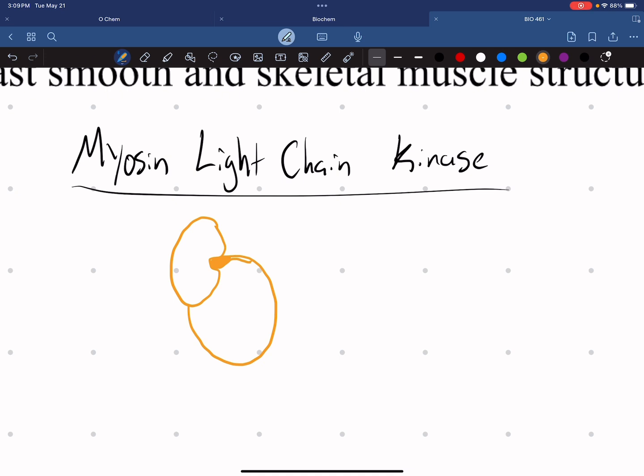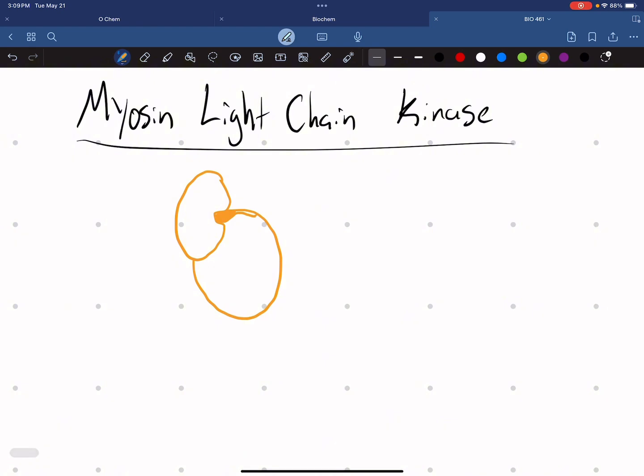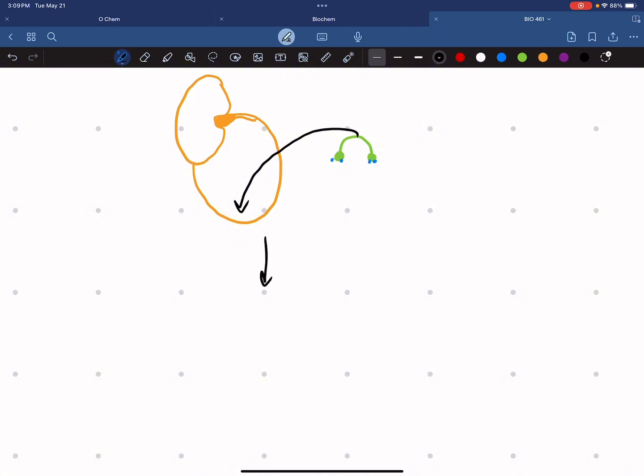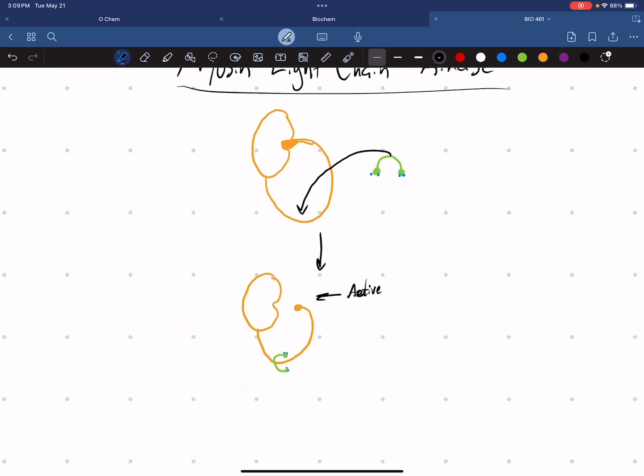And so what happens with the MLCK is our calmodulin will come in with its bent conformation. It will come in here, and what will happen is our MLCK will then open up like this, because of this calmodulin with its activated calcium. And now this has become active. This is the active state of MLCK.